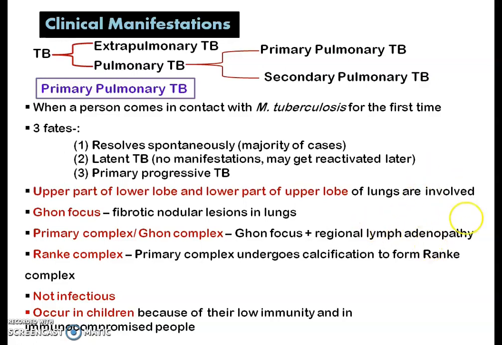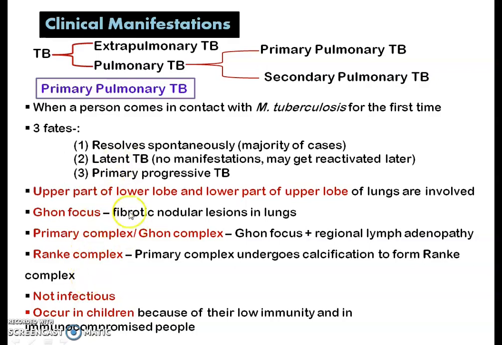Regional lymphadenopathy is the condition in which the macrophages in the Ghon focus spread to the regional lymph nodes, and it may cause an immune response there. This is known as regional lymphadenopathy. Along with the Ghon focus, it is known as the Ghon complex, and later it may develop into the Ranke complex. It is the calcification of this primary complex. If the primary complex undergoes calcification, it is known as the Ranke complex.